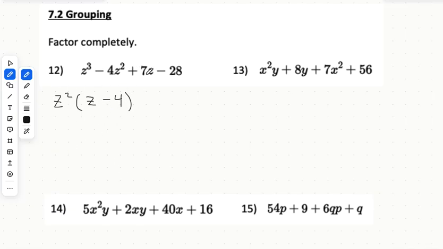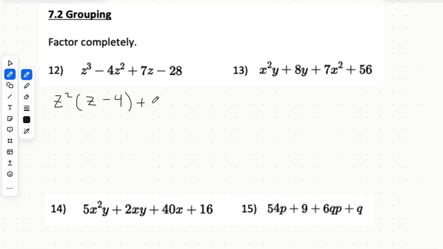So these next two, we're going to do the same thing. What is the greatest common factor between those 2 terms? And since this is a plus, I'm going to write plus right there. If it's a minus, you would just have a minus there.